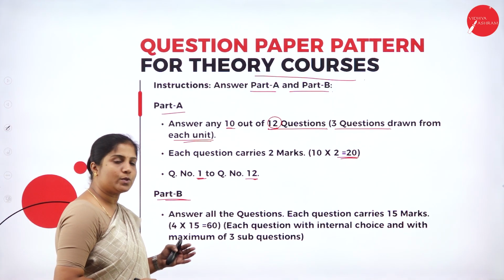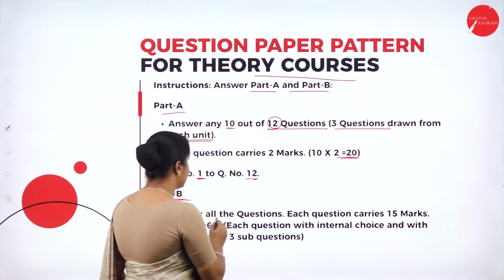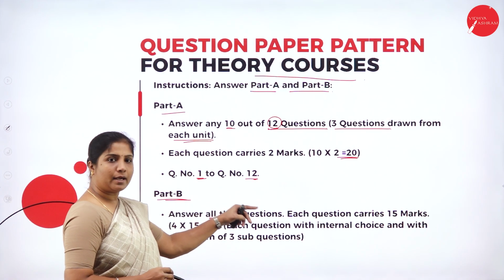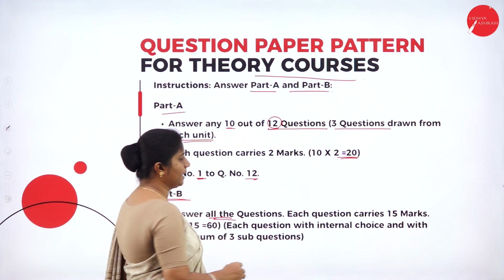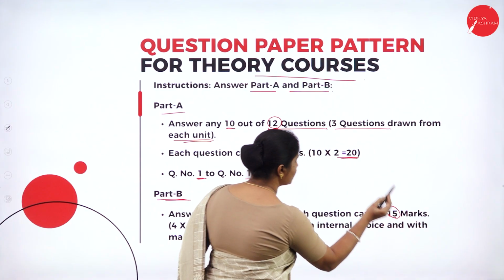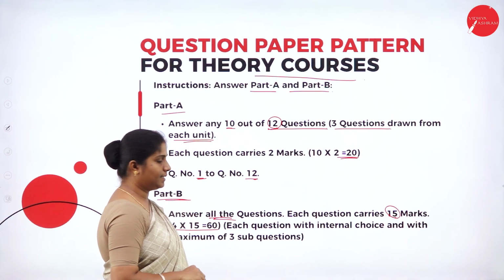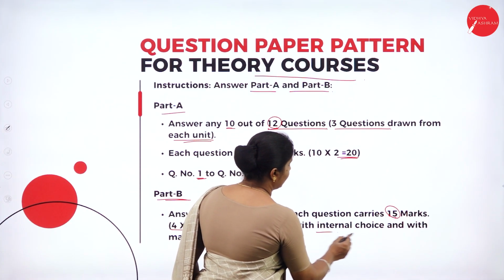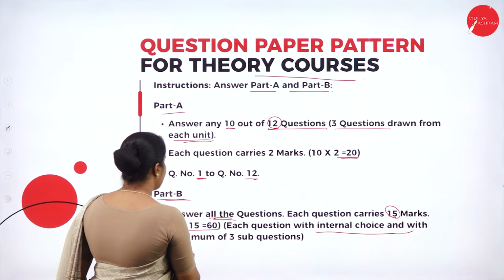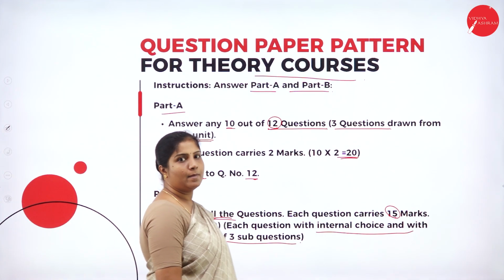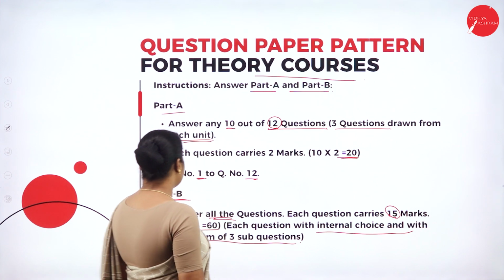In part B, you need to answer all the questions. All the questions, but each question carries 15 marks. How many marks? 15 marks. That is 4 into 15 equals 60. Each question comes with internal choice and with a maximum of 3 sub-questions.